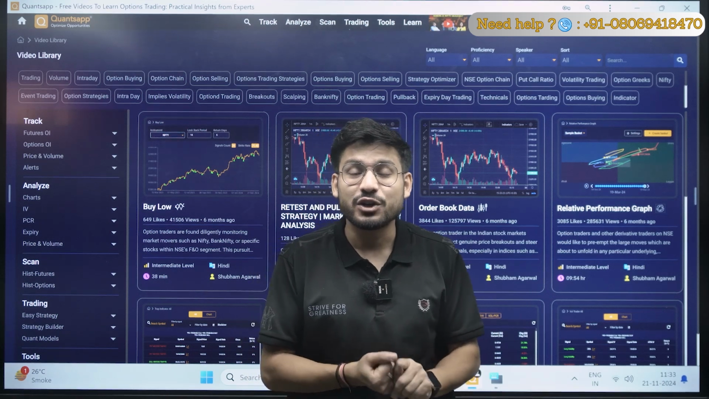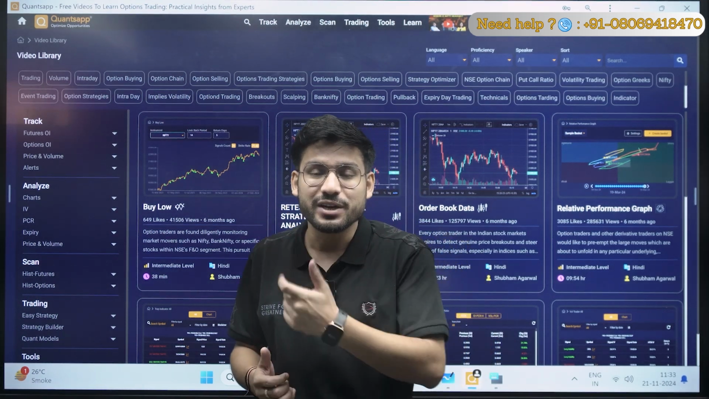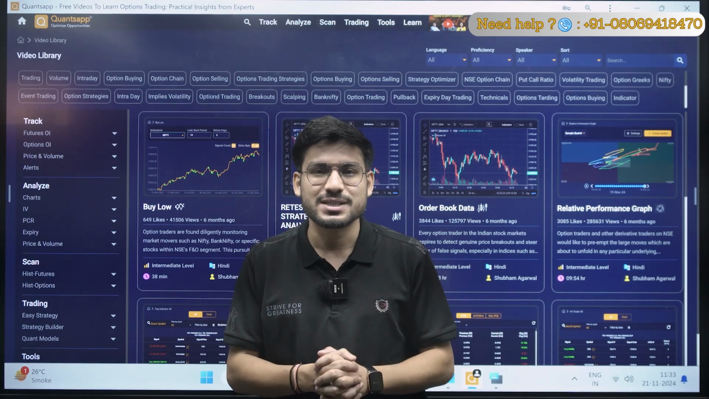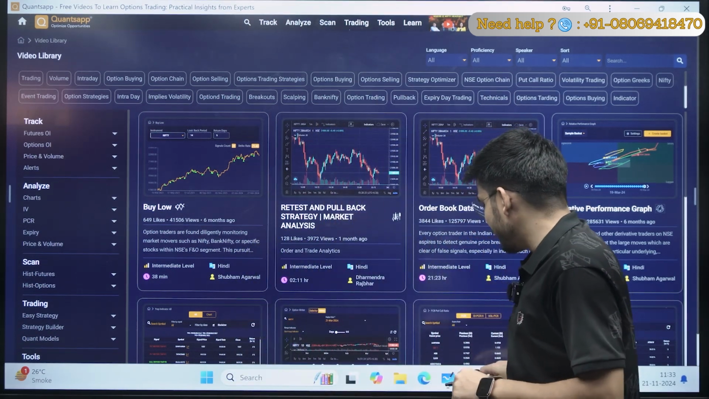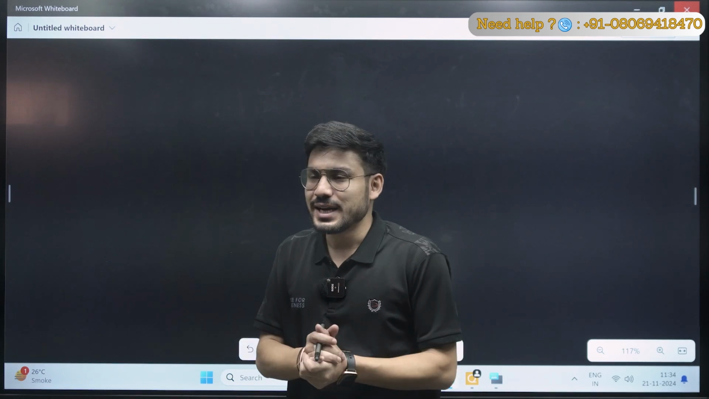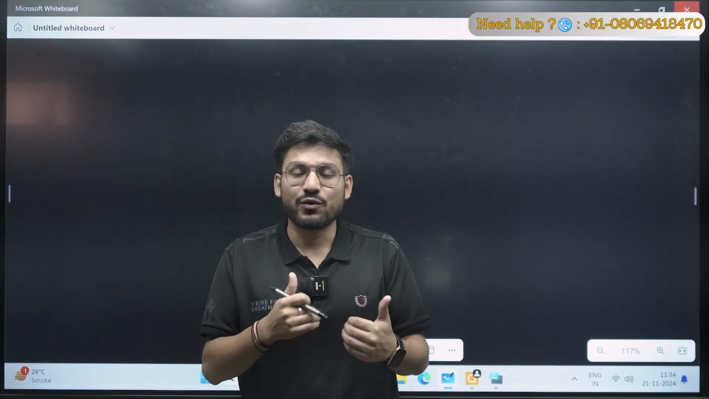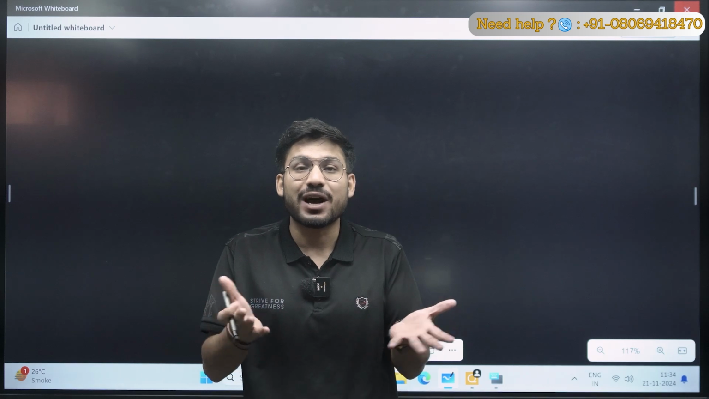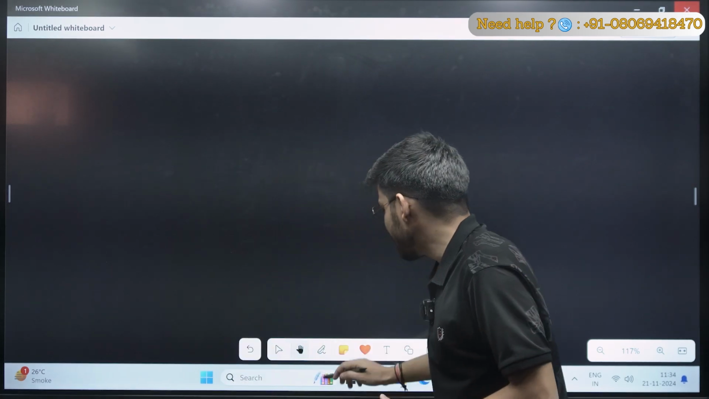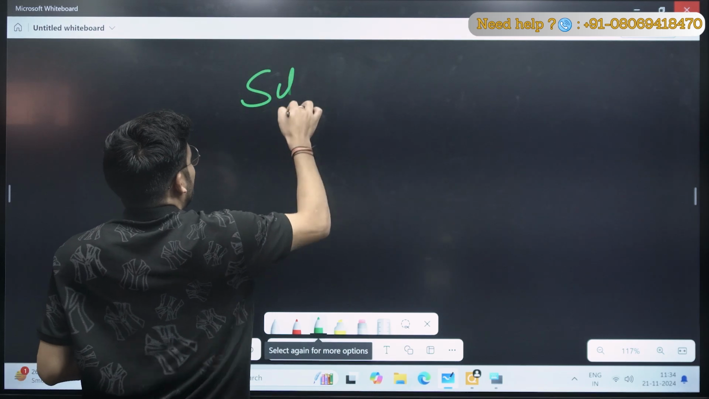As we were saying, in this lesson we will be talking about a very basic and important thing, and that is support and resistance. Many times my trader friends have a tendency to ignore these basic terms, but if you keep these important factors in mind while trading, it will increase your efficiency. That is why we have brought this topic today.